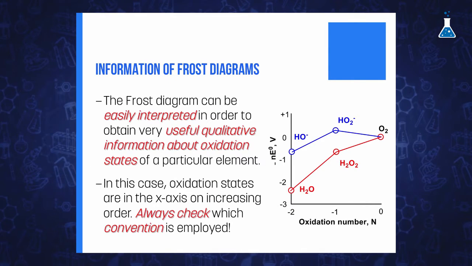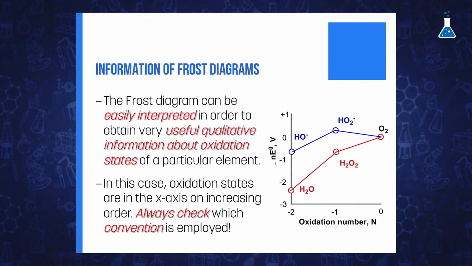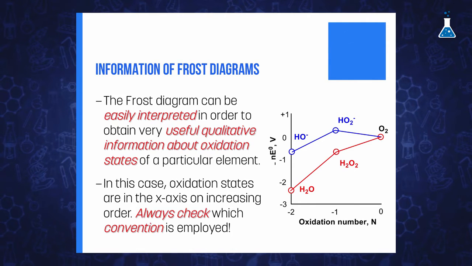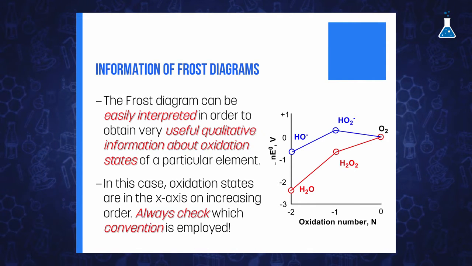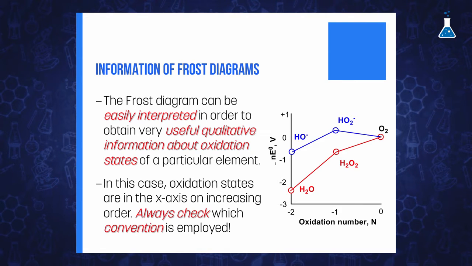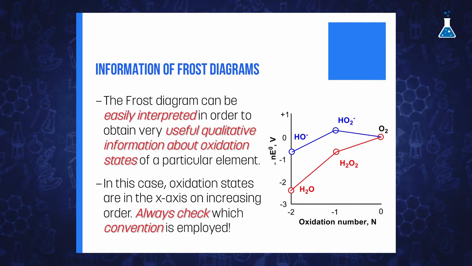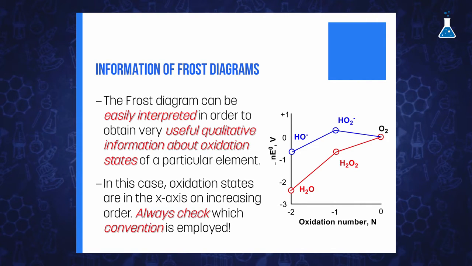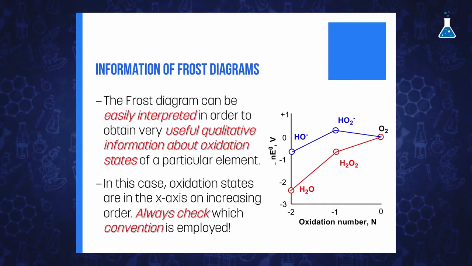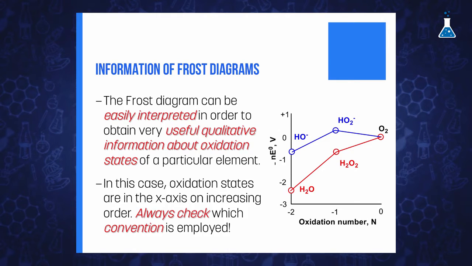As we have discussed, the Frost diagram can be easily interpreted in order to obtain very useful qualitative information about the oxidation state of a particular element. First, it's important to remember that although we have represented the diagram with oxidation state on the x-axis in increasing order, and we will follow that convention during this course, you can find similar diagrams in the literature in the contrary way. That is, decreasing the oxidation states from left to right.